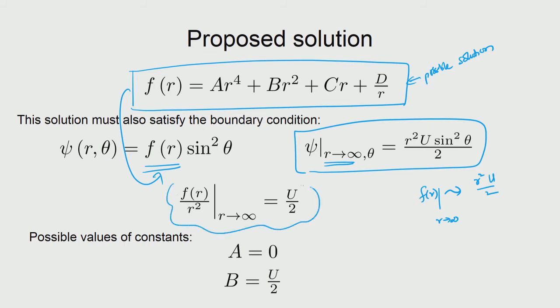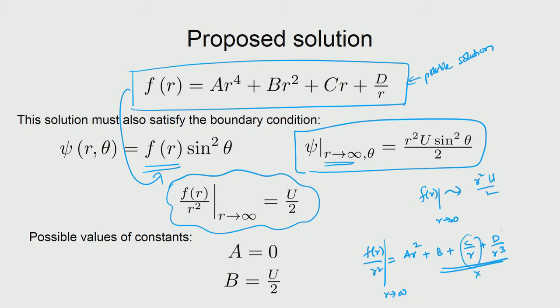So, we now have a constraint on the f of r. Now, if you look at f of r by r square, then you would see that it would be a r square plus b plus c by r plus d by r cube, and now in the limit of infinity you would see that these three will not give a problem because c and d will vanish. So, these will drop, these will drop, but this will blow up. So, the only way we can actually have a meaningful solution is if a is 0. Okay. So, because of this condition we say that a is 0.